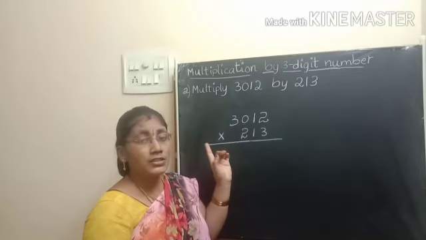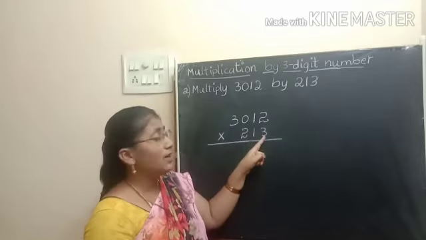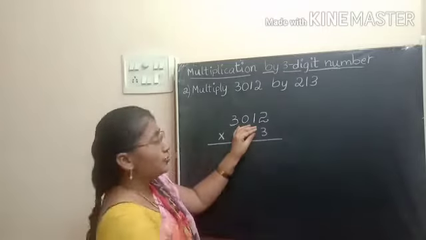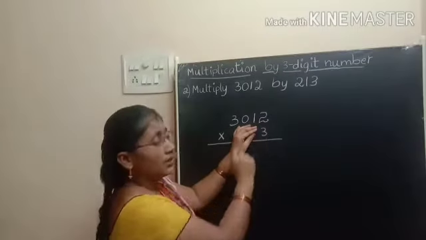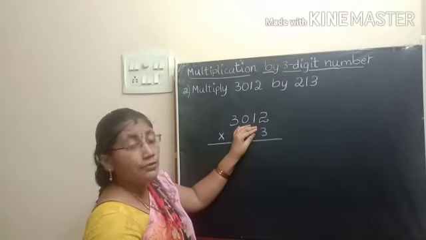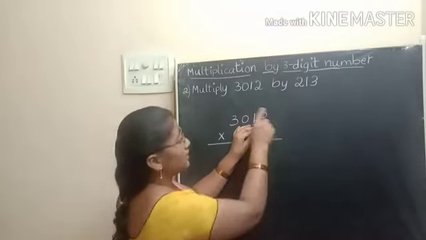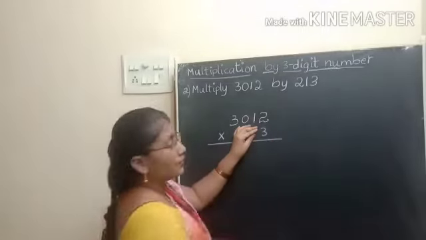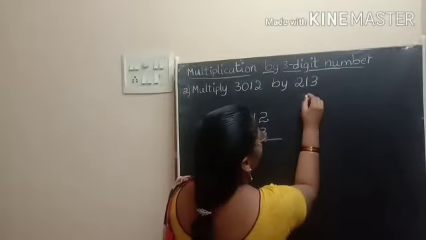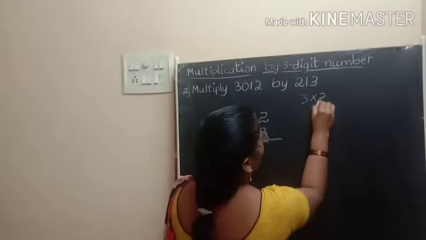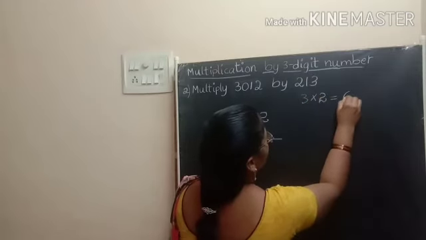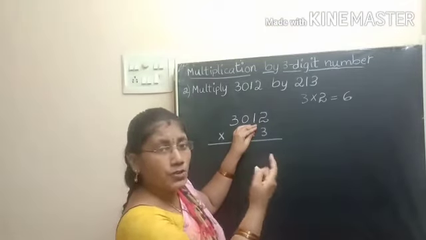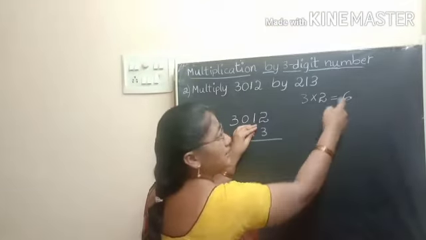Understood? First we should start from the digit in ones place. So just ignore 2, 1. You should multiply 3012 by 3. And we should start from the digit in ones place. So we have to take 3 into 2. How much is it? 3 2s are 6. Is there any carry to pass to the next place? No, because here we have only a single digit number.